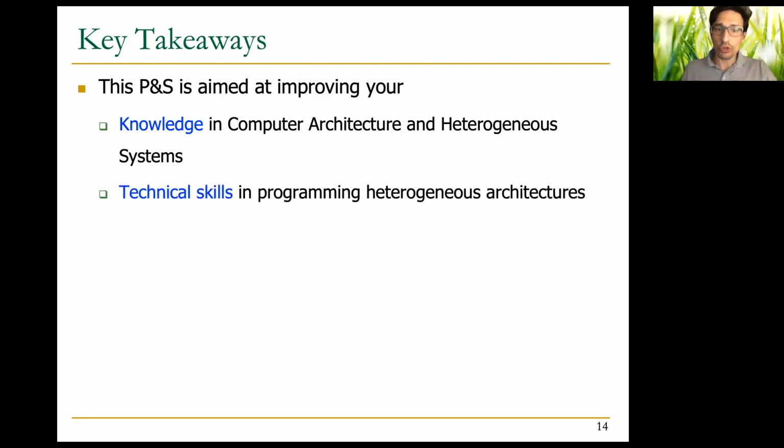You will improve your technical skills in programming heterogeneous architectures. You may already have some programming experience in C and C++, which was a requirement of this P&S. If you even have some experience with parallel programming, that's going to be really useful as well. But in summary, you will learn much more in this P&S, programming CPUs, GPUs, and FPGAs, and you will definitely improve your programming skills.